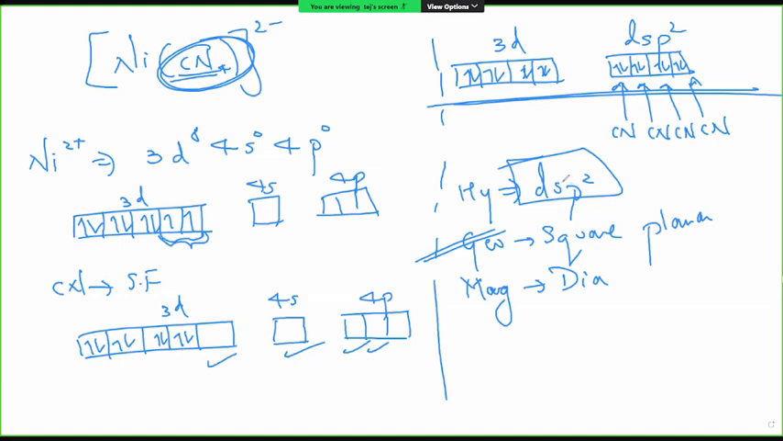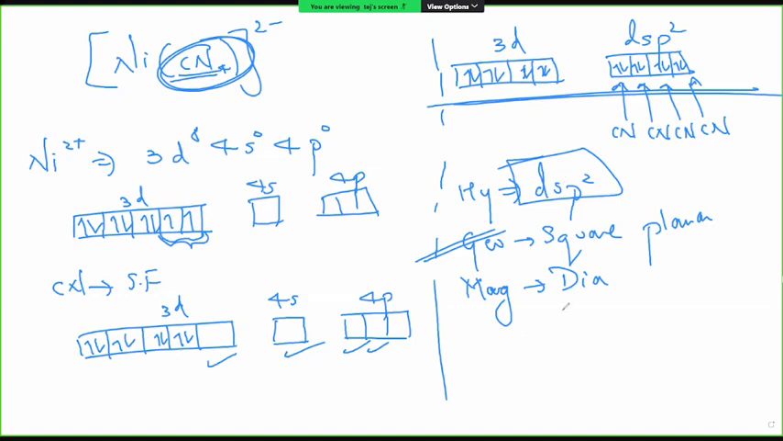So if the combination or the hybridization is DSP2, the answer is always square planar. That's the whole point of practicing it. Because what we usually expect is hybridization, 11th standard is completely covered. It is not completely covered. It was covered as per the syllabus, and the syllabus did not have DSP2 as a part of it last year.